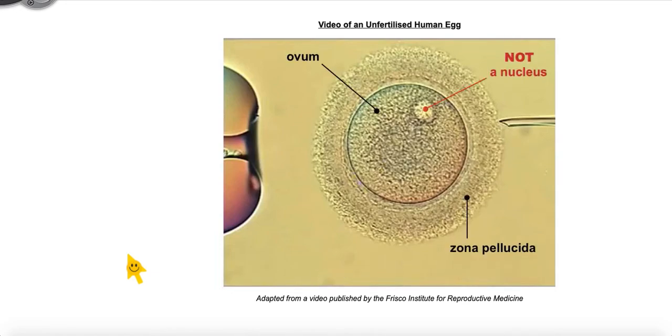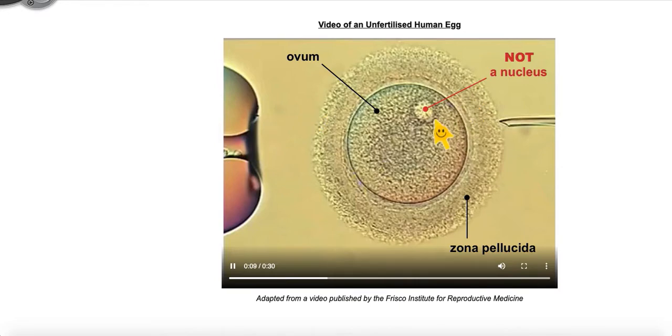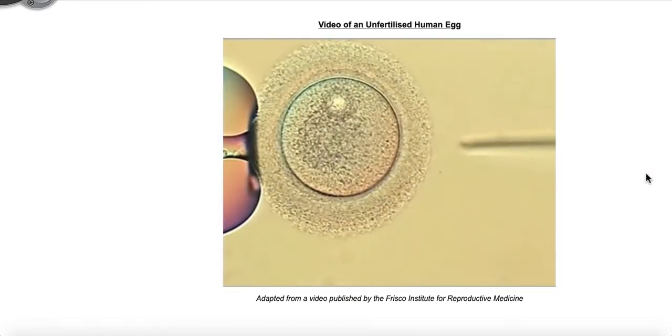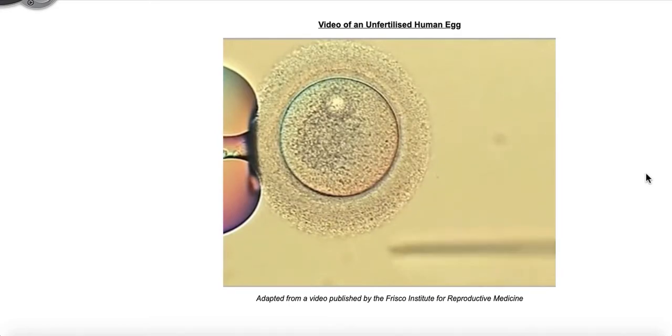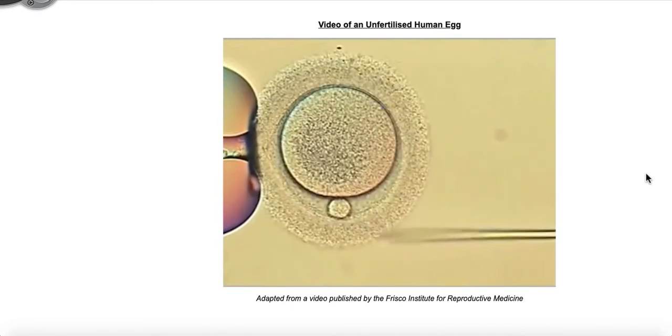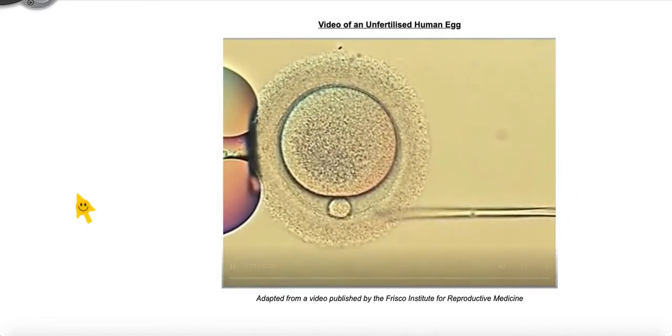There's the human egg. That is not a nucleus. What do you think that is there? We'll see in just a moment as we shake the egg a little bit. So here it comes. What do you think that is? We learned about it in other videos. Yes, it's the polar body, right?